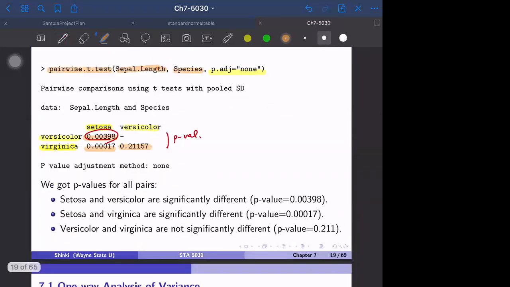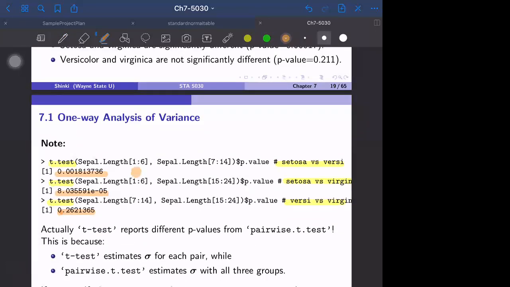Last time that was 0.00398. So it's not terribly different. You can see this one and this one are kind of close, at least in the order of the size, but not exactly the same. And these 2 are similar. For example, this was 0.21, so it's similar, but still different.